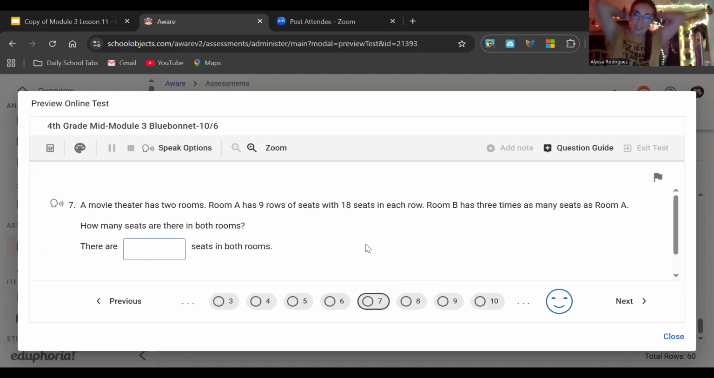Number 7 says, a movie theater has 2 rooms. Room A has 9 rows of seats with 18 seats in each row. Room B has 3 times as many seats as room A. How many seats are in both rooms? This is what you need to do. First, you need to do the first part, room A. There are 9 rows, so draw 9 rectangles. Then, in each rectangle, write the number 18.